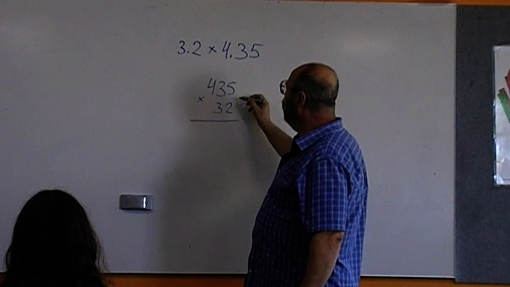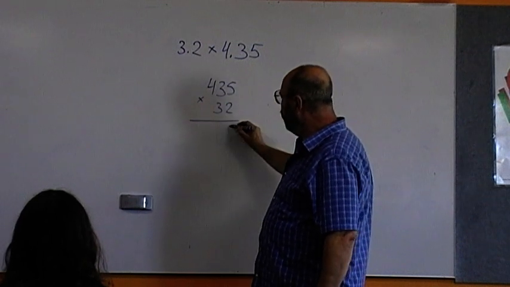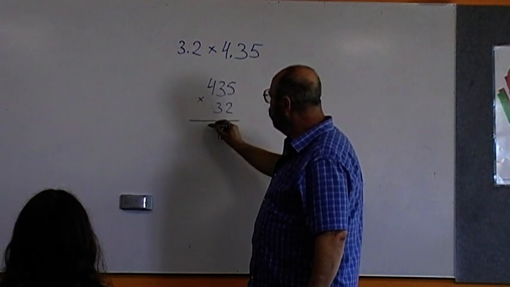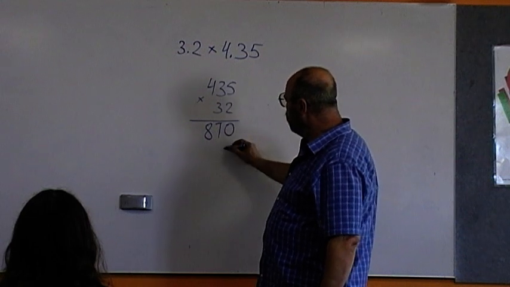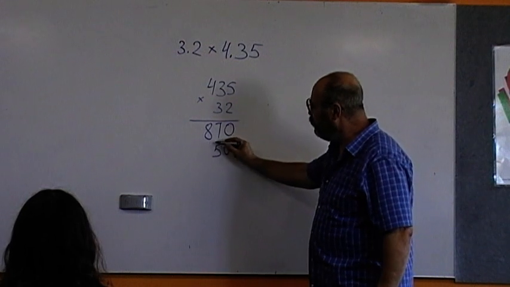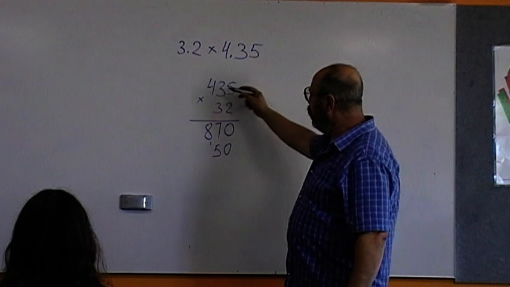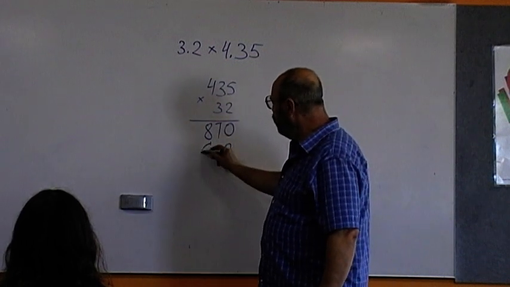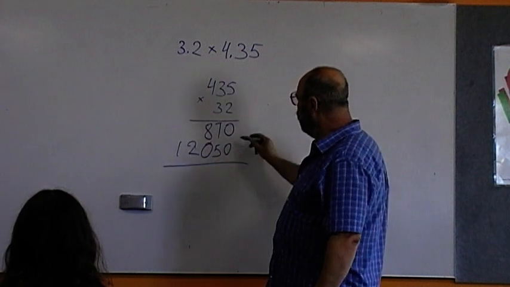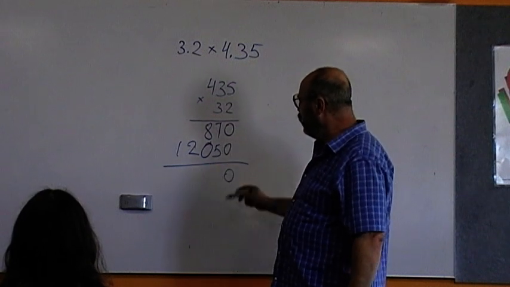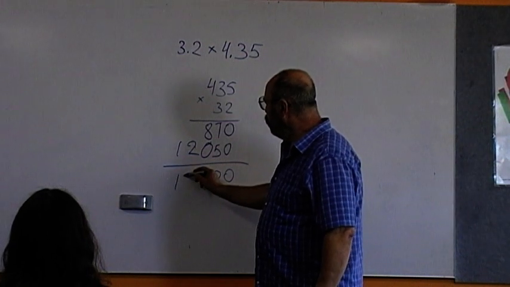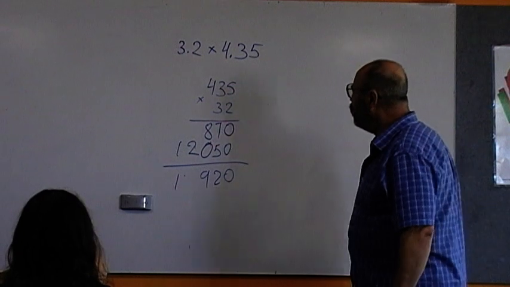Then you multiply: 5 times 2 is 10, 3 times 2 is 6 and 1 is 7, 4 times 2 is 8. Then we multiply by 3, and we get 0 here because we multiply by tens. 5 times 3 is 15, we have 5 here, we carry 1. 3 times 3 is 9, plus 1 is 10, we carry 1. 4 times 3 is 12, plus 1 is 13. Then you add them all, and you put the decimal point there. Oh wait, there's another one there.